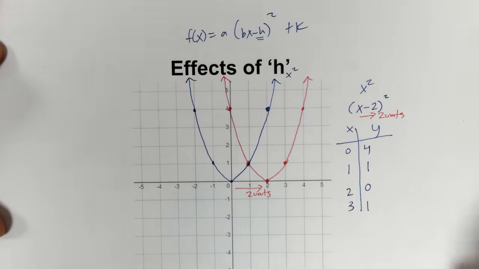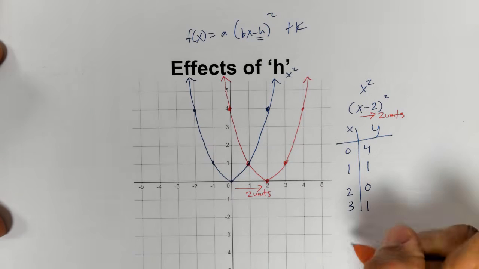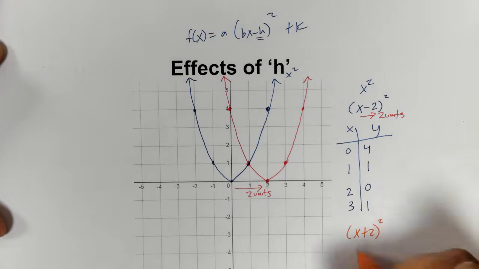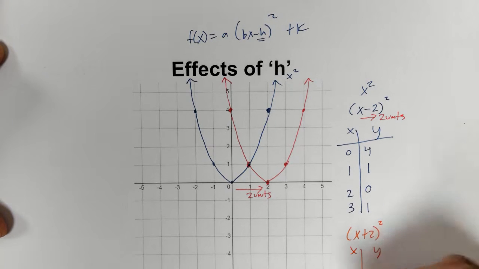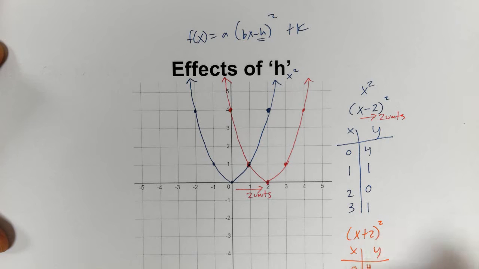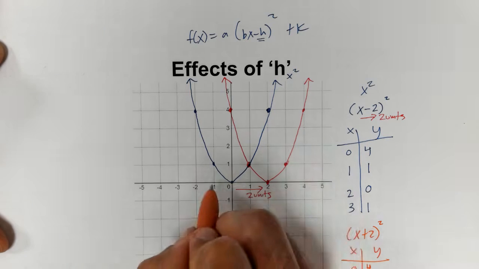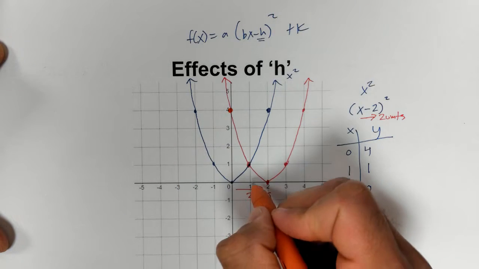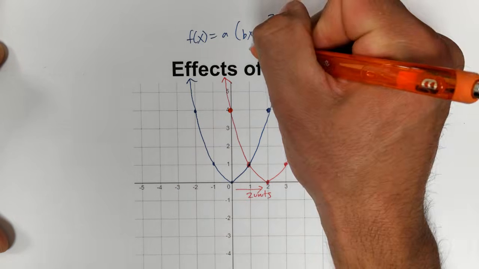So what happens with a function if I did, let's say, x plus 2 instead? Well, let's plug them in again. Let's find out. We got 0, 1, 2, plug in 0 here. 0 plus 2 is 2. 2 squared is 4. 1 plus 2 is 3. 3 squared, I get 9. 2 plus 2 is 4. 4 squared is 16. So let's go to 0. We go to 4. At 1, we get 9, which is up here.